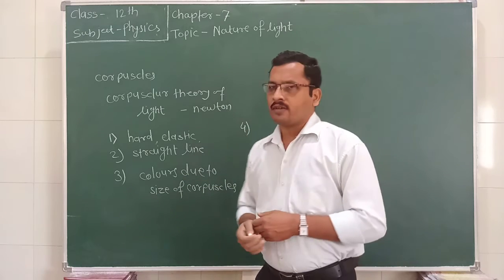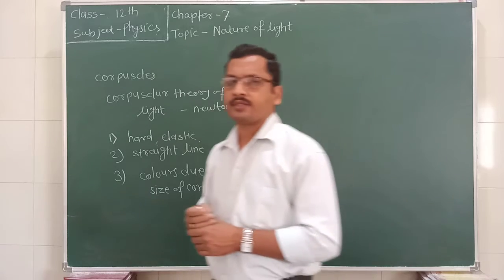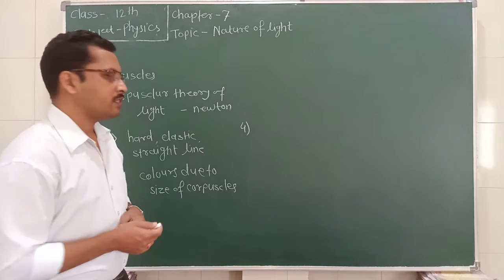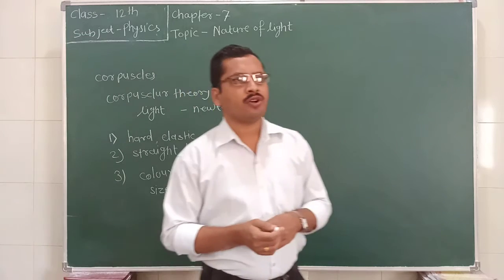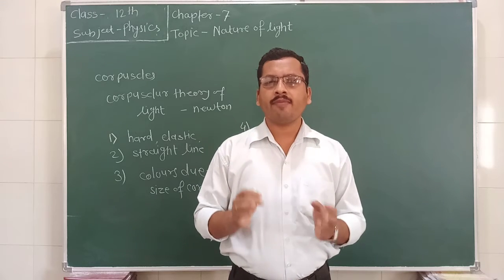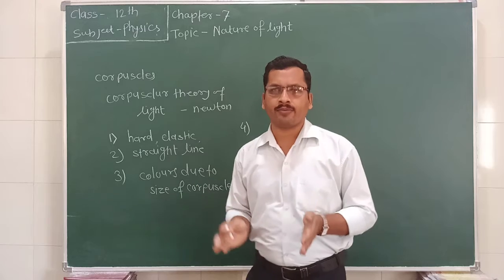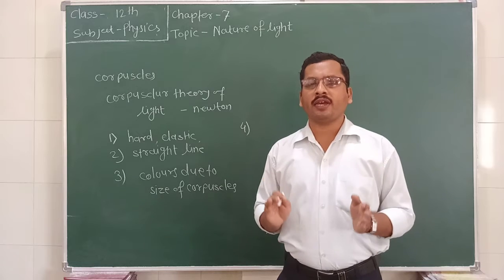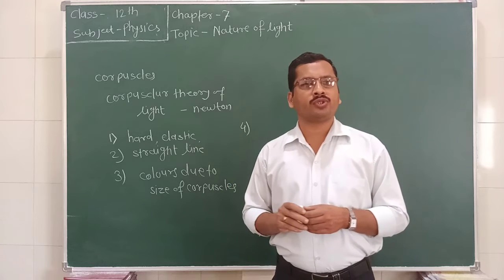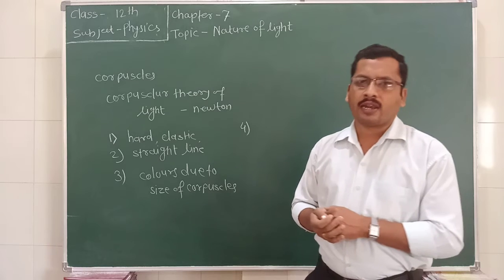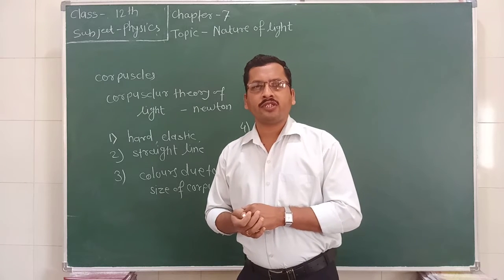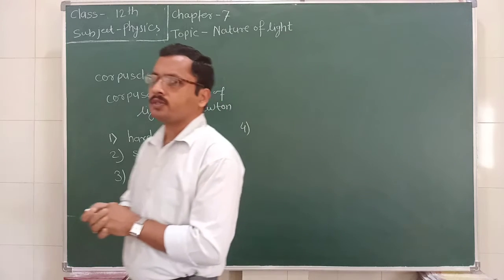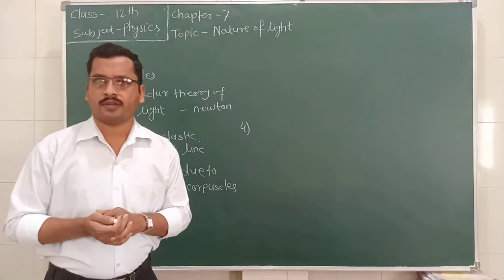Then after these assumptions, there are some drawbacks in Newton's corpuscular theory, which state that when we switch on the light, then if there is emission of corpuscles from the source of light, there must be a decrease in the mass of the source, that is the mass of the light. But if we switch on a tube light and it is on for 1 hour, we cannot observe that the mass of the tube light goes on decreasing.